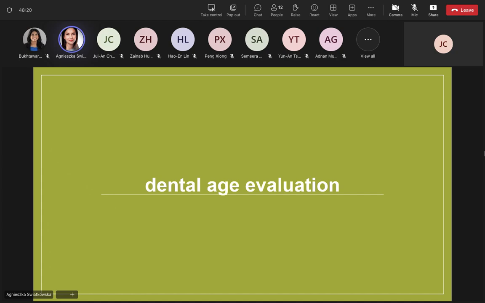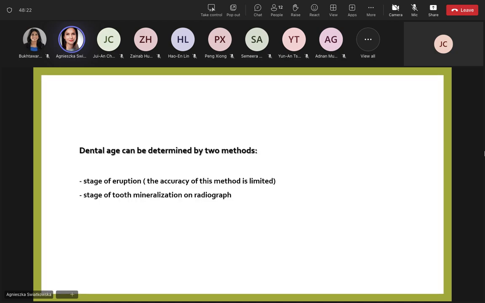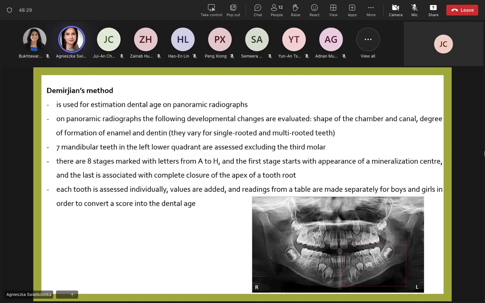Dental age evaluation. Also, we will study about this, so we can estimate the patient age when we look at the development of the germ. You will study about the Demirjian method during our labs.